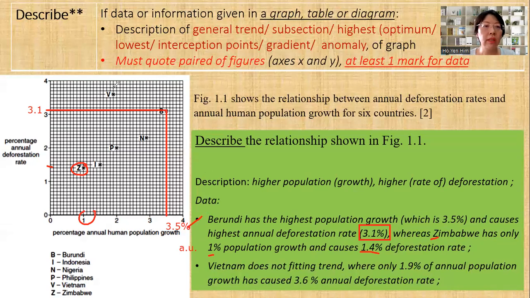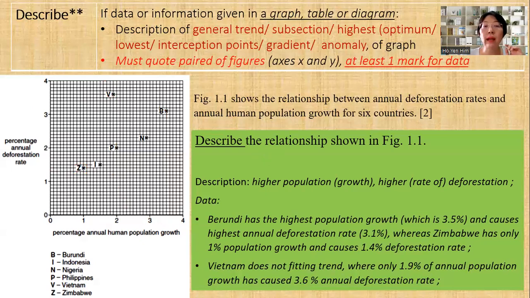Now what else? You see this anomaly, isn't it? So the anomaly you can also quote. Vietnam does not fit into the trend. And then you quote the figures. Why does it not fit into the trend? When it's got 1.9 annual human population growth rate, the percentage deforestation is 3.6, which is actually very high, right? That means the population size is not that high, but the deforestation is the highest among all the countries. So there's massive deforestation happening in Vietnam. So this is how you need to describe the graph.